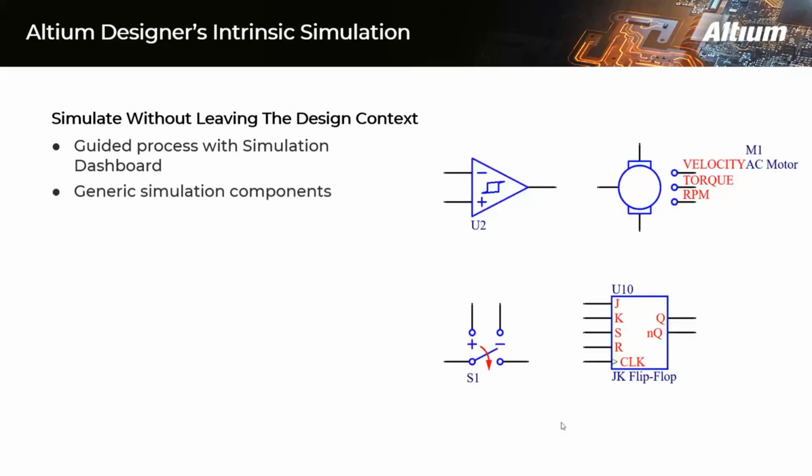Altium provides a set of generic electronic components and function blocks with models ready to simulate. These provide designs with a rapid way to try out different approaches to circuit design. In this slide, I would introduce a few analog and digital blocks: an amplifier, AC motor, voltage controlled switch, and a JK flip-flop.